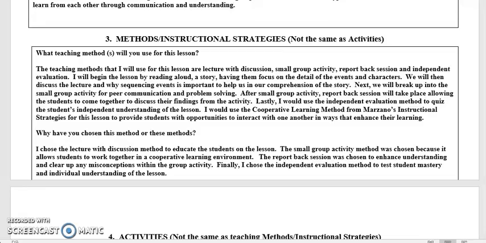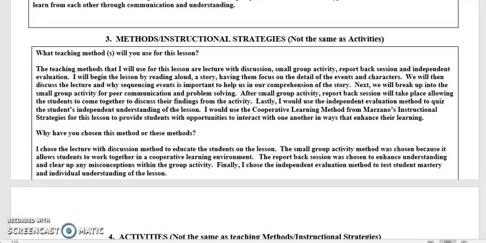We will then discuss the lecture and why sequencing events is important to help us in our comprehension of the story or historical event. Next, we will break up into the small group activities for peer communication and problem solving. After small group activity, the report back session will take place, allowing the students to come together to discuss their findings from the activity. Lastly, I will use the independent evaluation method to quiz the students' independent understanding of the lesson.